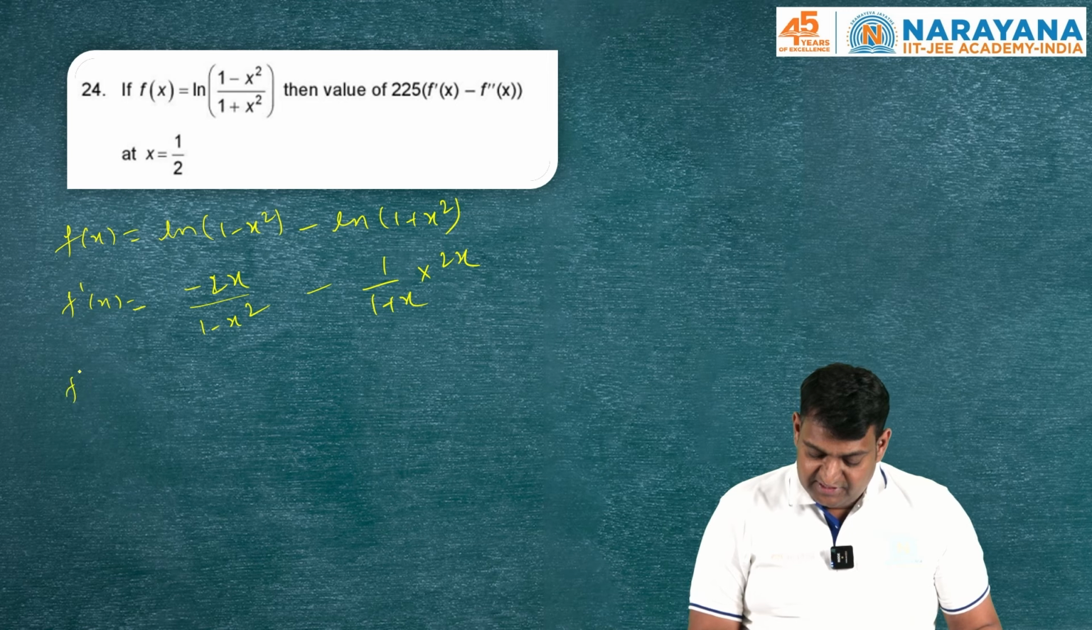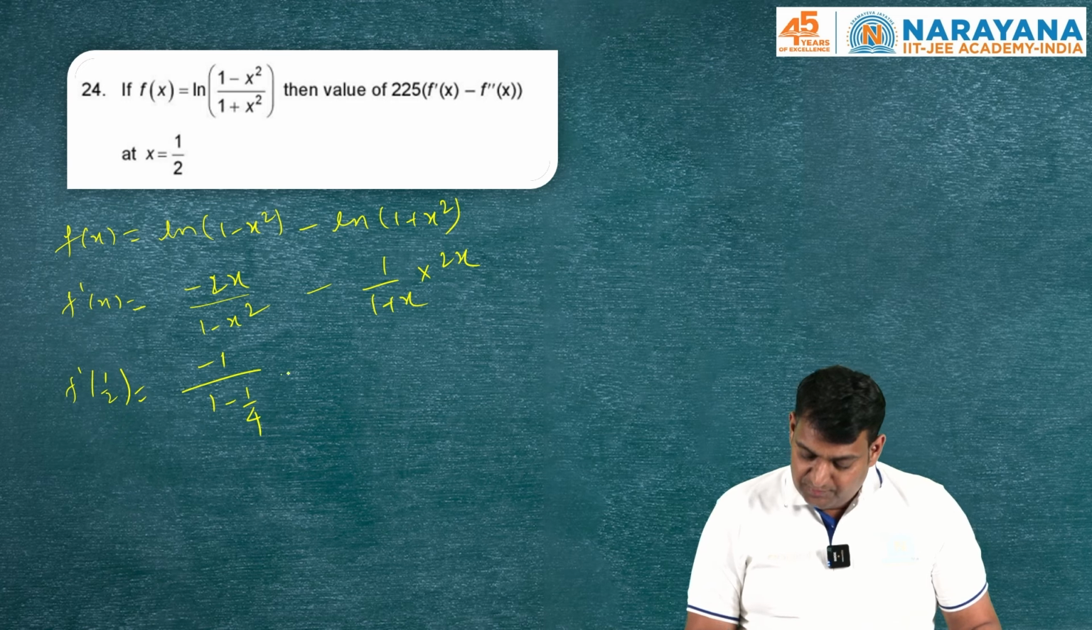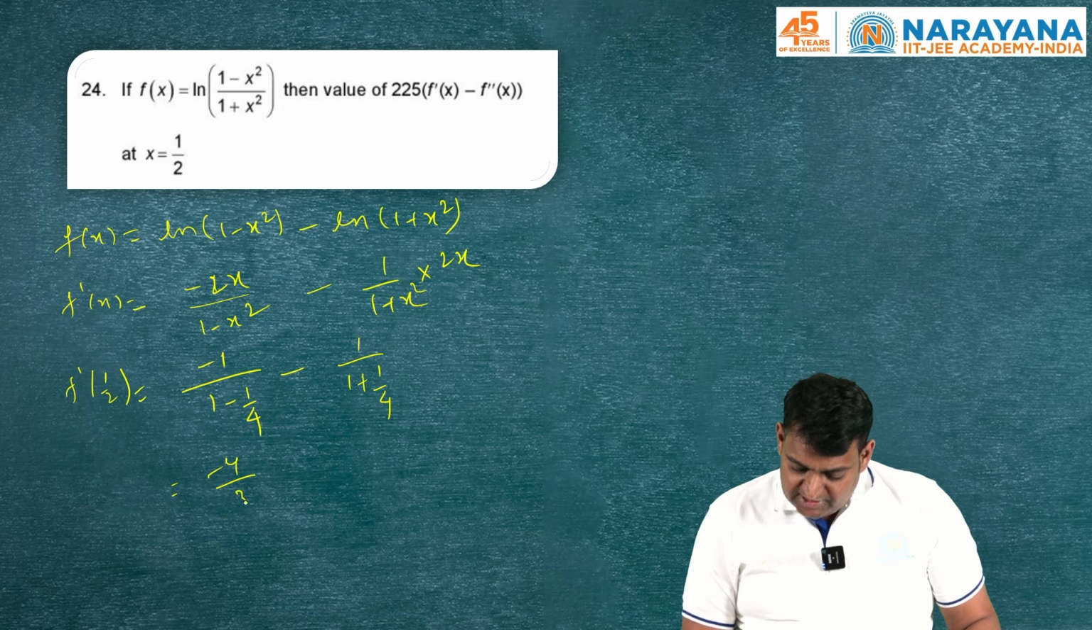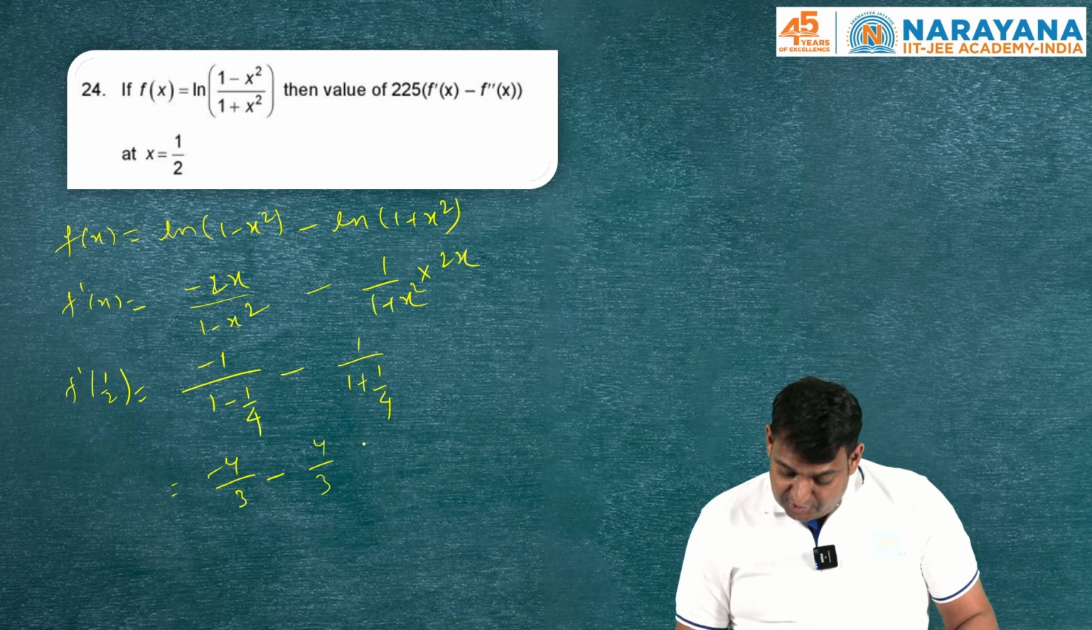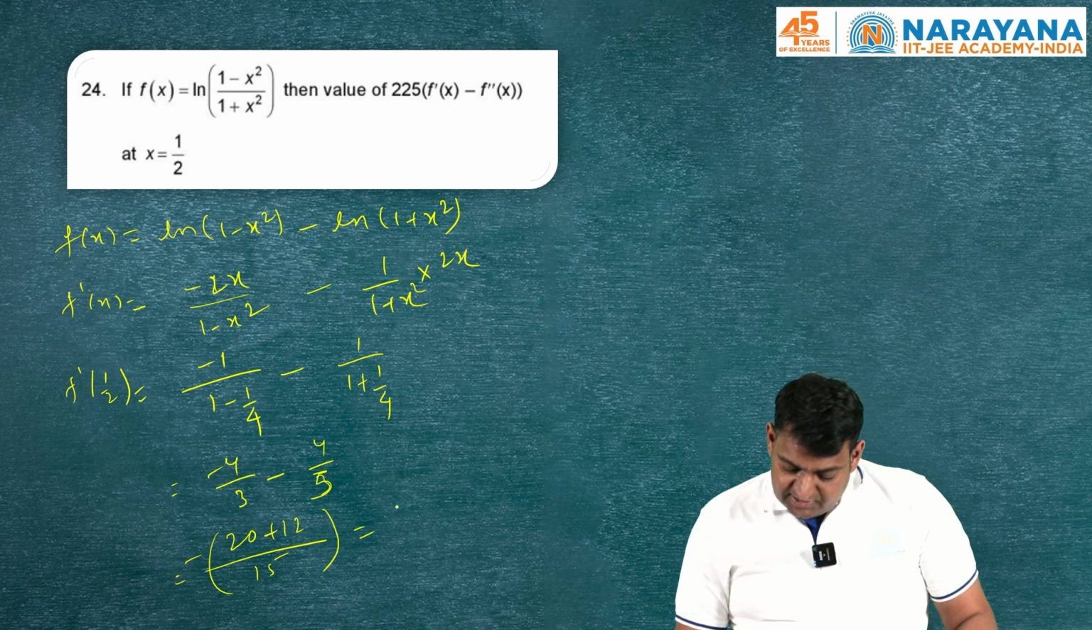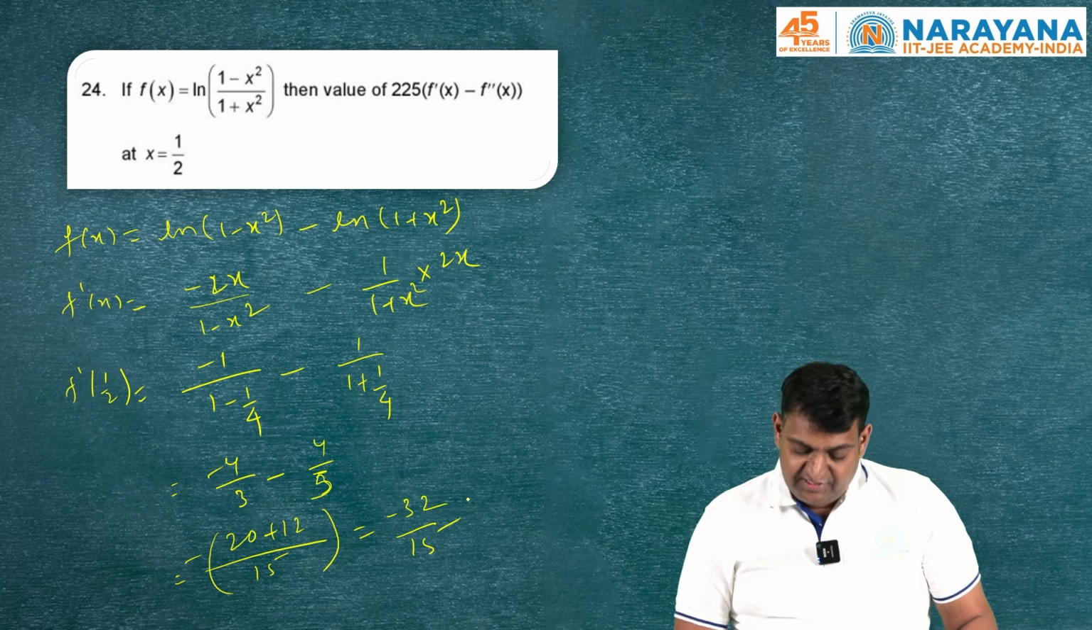So let us calculate first derivative at half. Minus 1 by 1 minus 1 by 4 minus of 1 by 1 plus 1 by 4. That is, this 4 will go in the numerator, 4 minus 1, 3, minus of 4 will go in the numerator, 4 by 3, 4 by 5, sorry, 4 by 5. So that is, LCM is 15, minus will come out, 5 into 4 is 20, 4 into 3 is 12, 20 plus 12, 32, minus 32 by 15 is f dash at half.